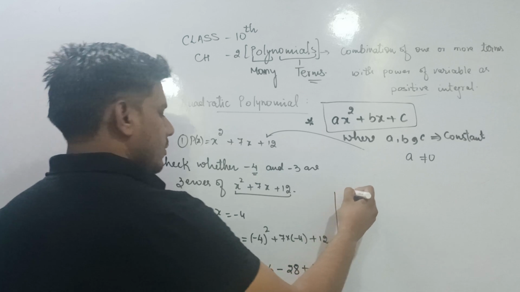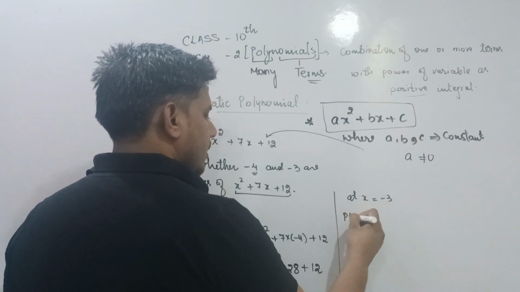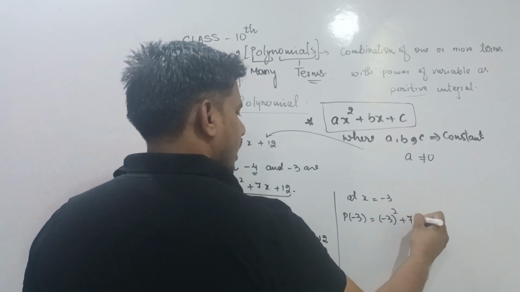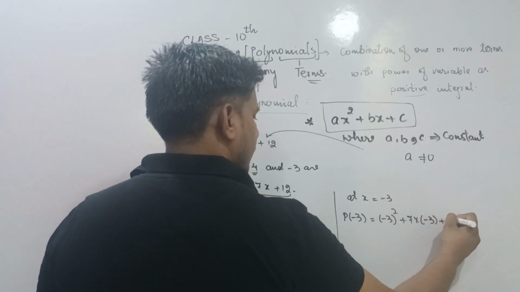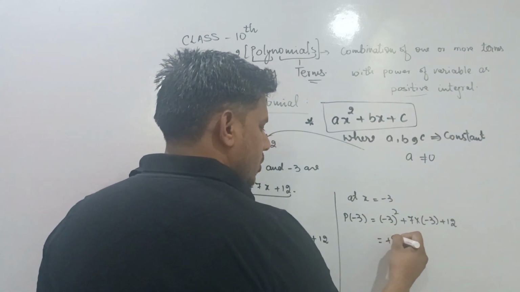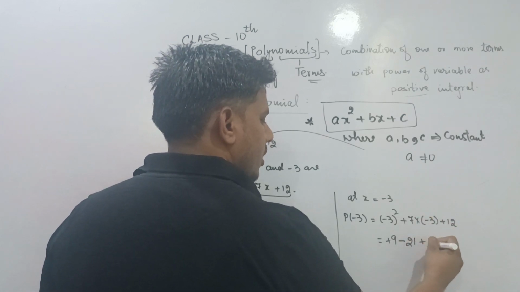Now we will check at x equal to minus 3 also. You will get p of minus 3 is equal to minus 3 square plus 7 into minus 3 and plus 12. So here we will get minus to the power even will be positive, 3 square 9, plus minus 7 3s are 21, plus 12.